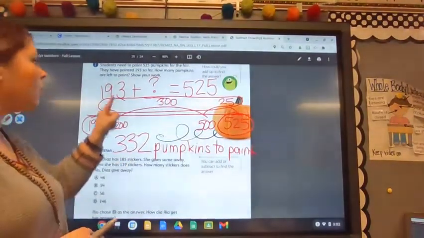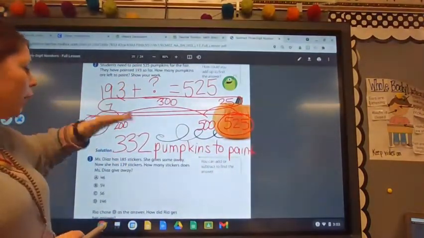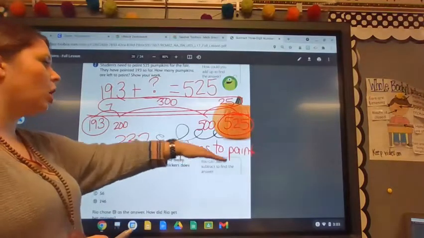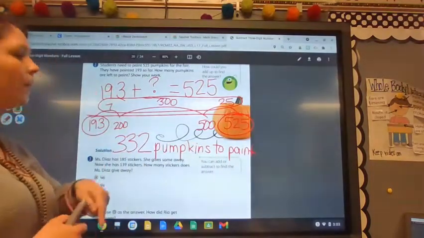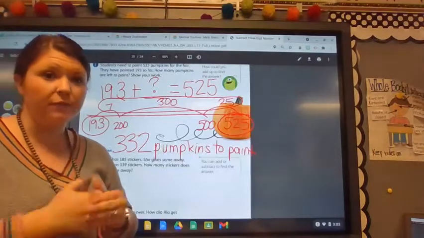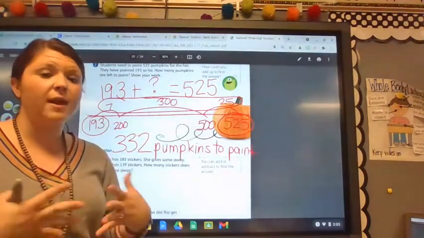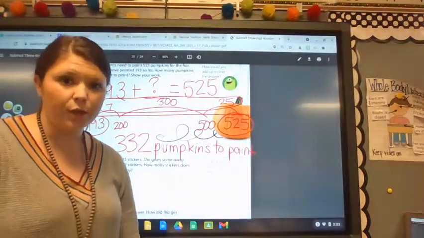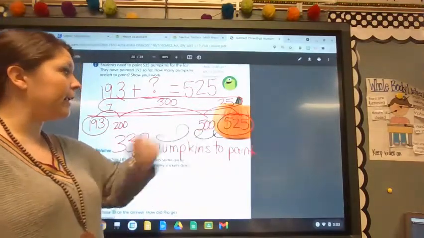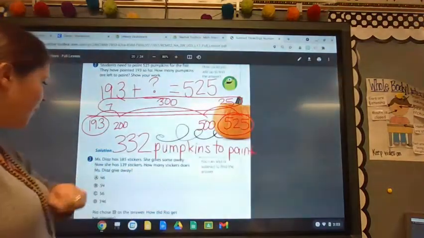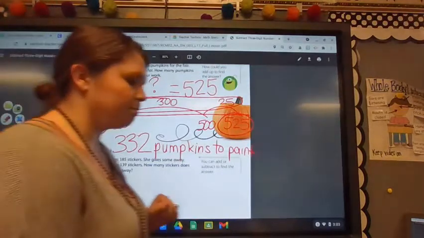We have to answer that question. How many pumpkins are left? 332 pumpkins are left to paint. You may have added your 332 differently than I did, but as long as we got that same total of 332 and we added it up, then we did it correctly, okay? All right, now number 3.